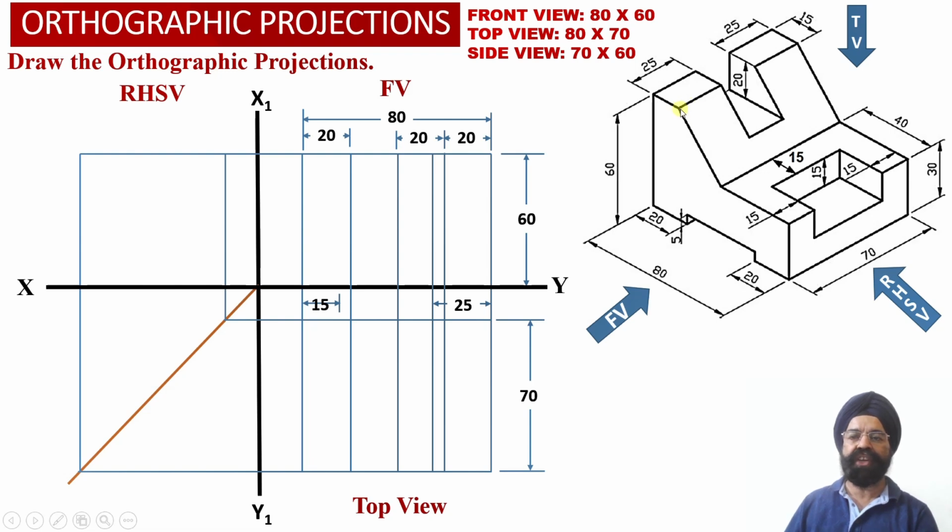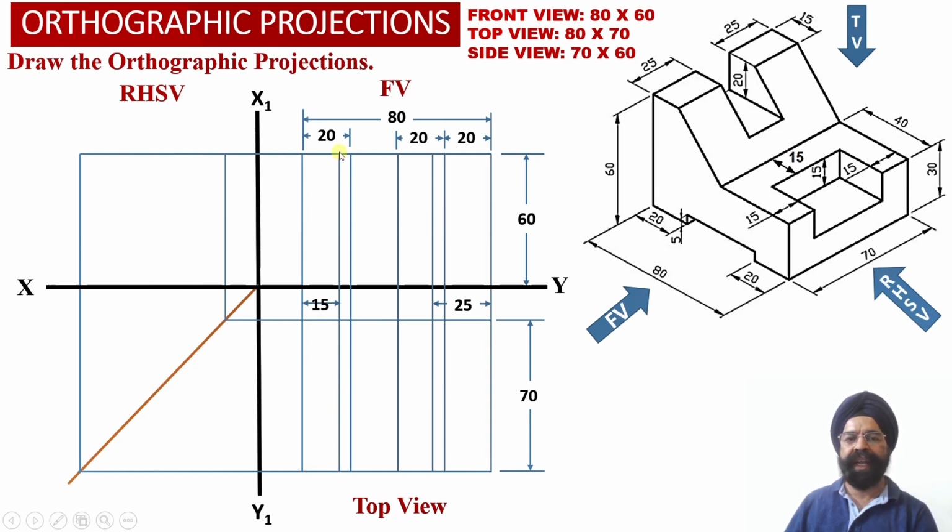Now we know that the location of this point can be evaluated when we move at a distance of 15 millimeter from the left face of the solid at the top portion of the solid. So from the left hand side face of the solid at the top, we have to evaluate 15 millimeter distance, and at a distance of 15 millimeter from the left hand side face of the solid, we have obtained a vertical projector line, and we have extended this vertical projector line into the top view projections as well.